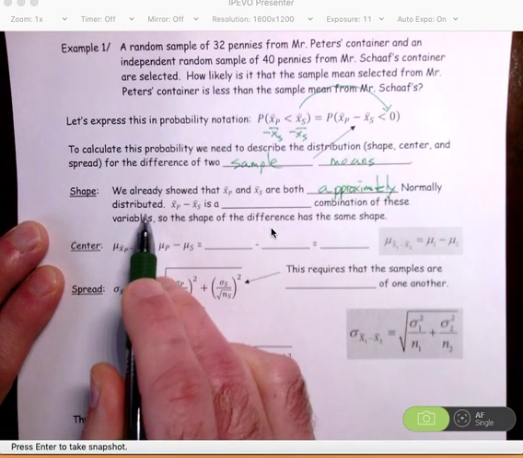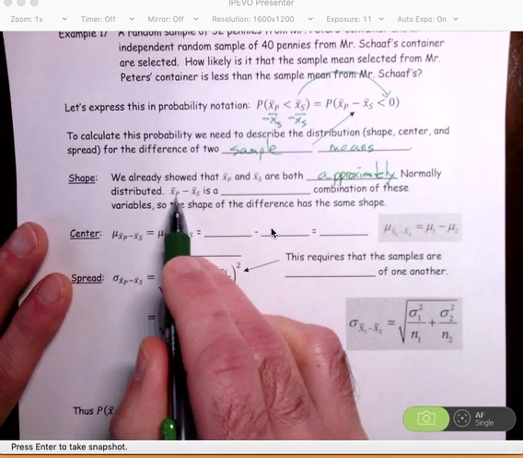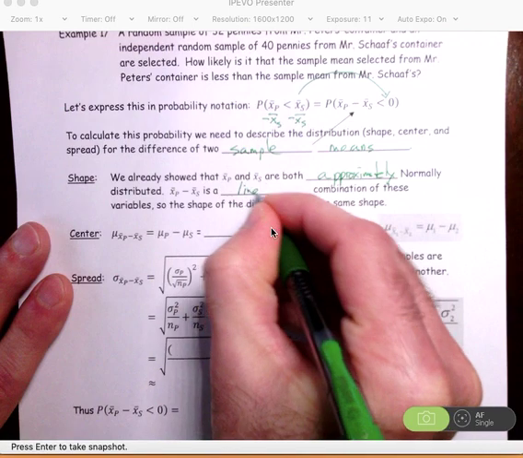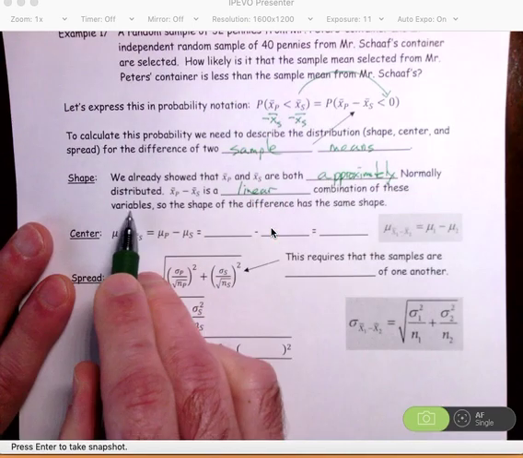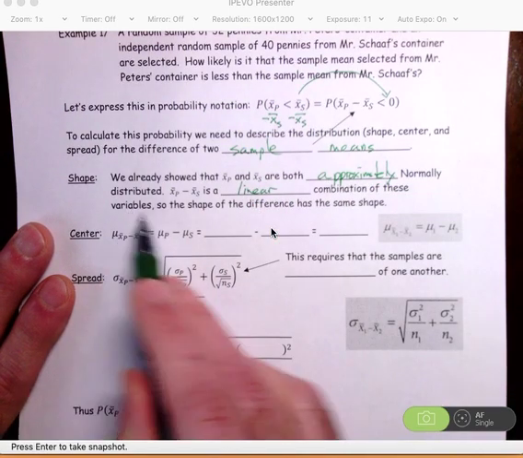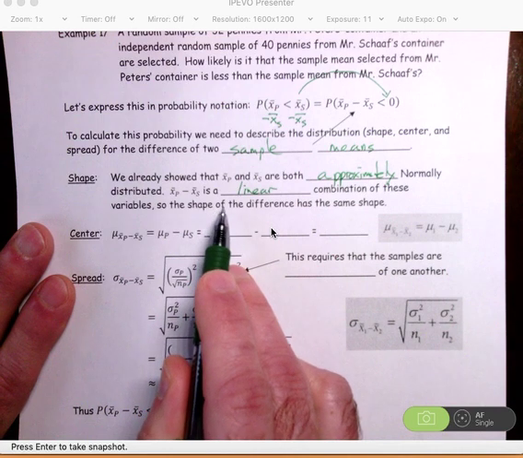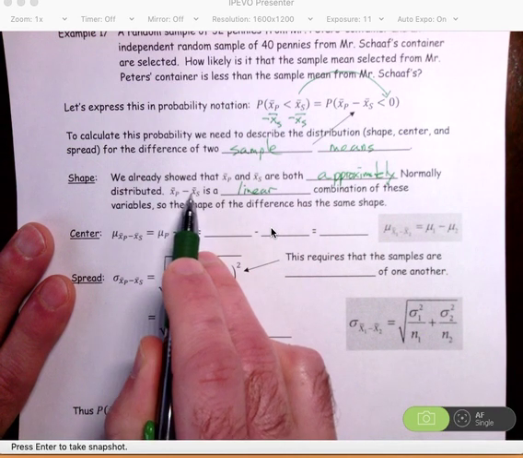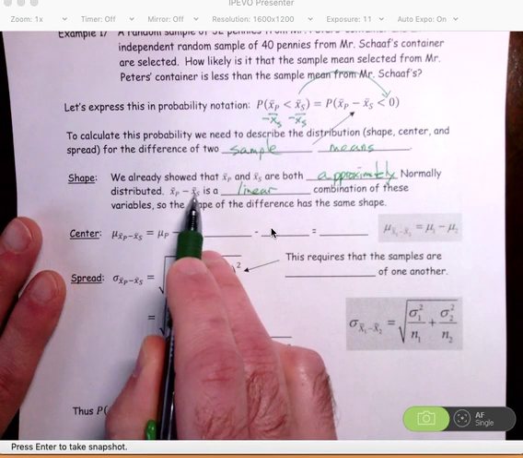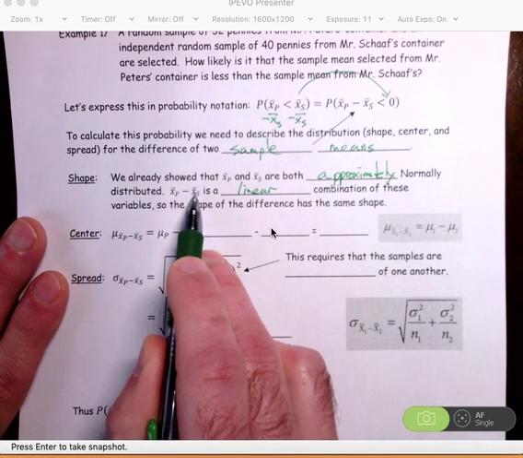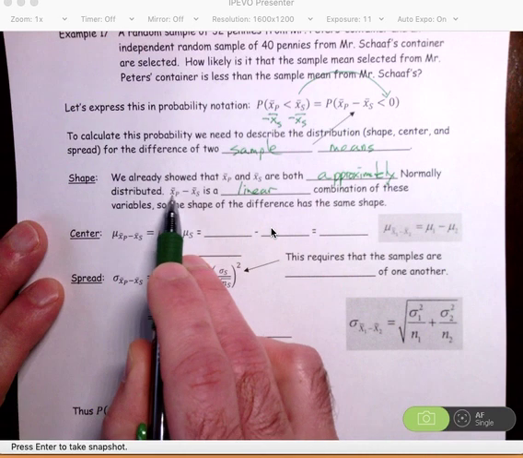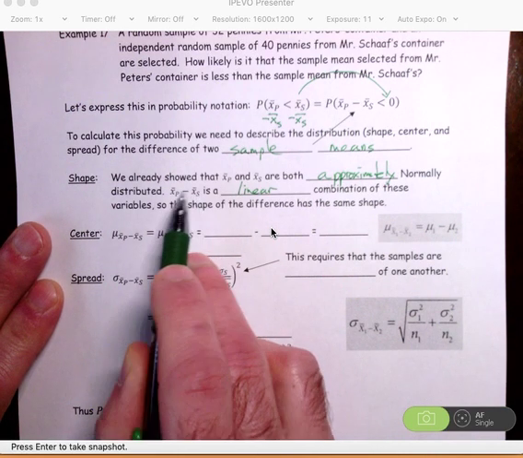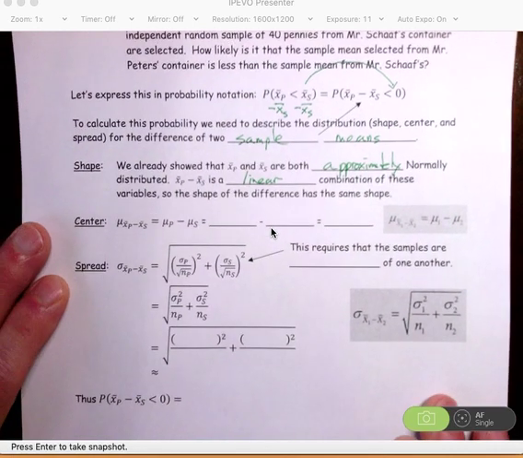Those are approximately normally distributed, but then look, this difference is just a linear combination of these random variables. So the shape of that difference, it has the same shape. A linear combination, adding random variables, subtracting random variables, those linear combinations preserve the shape. So if I'm starting with two random variables that are already approximately normal, the difference is also approximately normal.